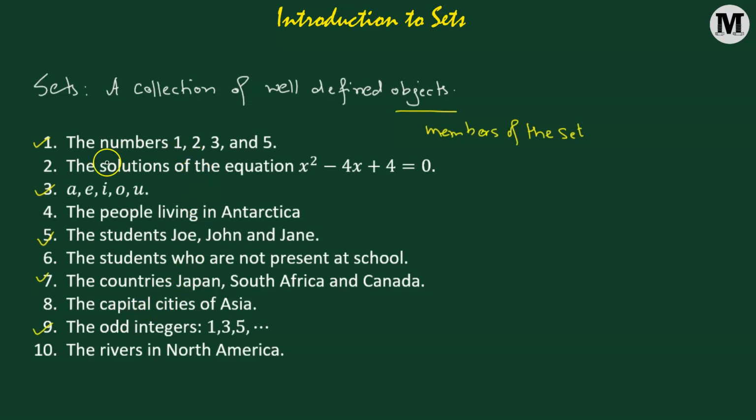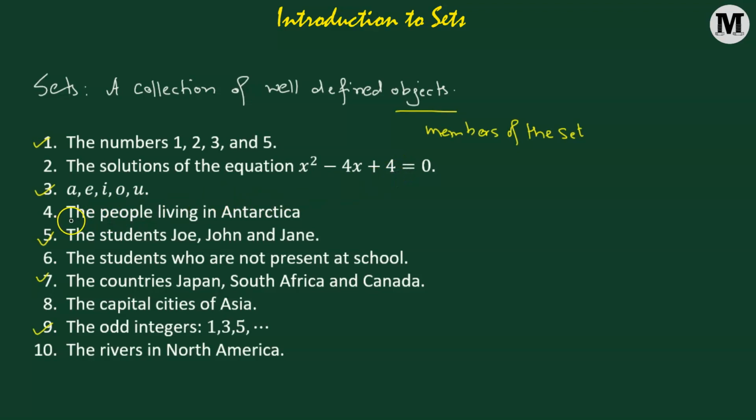Now coming to the even numbered examples. If we look at the first one, the solutions of the equation x squared minus 4x plus 4 equals 0. So here we have not actually listed out the members of the particular set, but what we have done here is given a property of the set. That means if we solve this quadratic equation x squared minus 4x plus 4 equals 0, its solutions are going to be the members of the set. So it's not directly stated here, but we have given it in terms of a property.